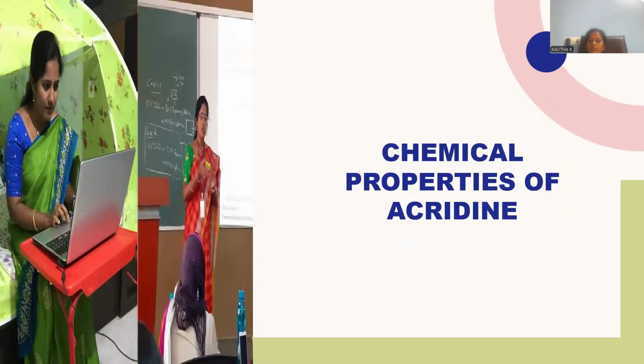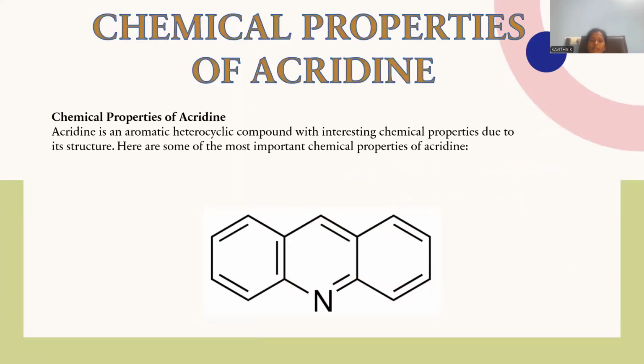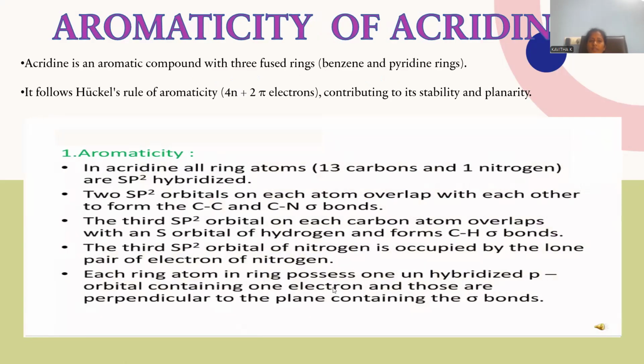If you observe the chemical properties of acridine, acridine is a kind of polycyclic system in general, where you can notice a benzene ring, pyridine ring, again a benzene ring, a tricyclic system. Acridine is an aromatic heterocyclic compound with interesting chemical properties due to its structure. Its structure is responsible for its chemical reactivity. Here are some of the most important chemical properties of acridine, right?